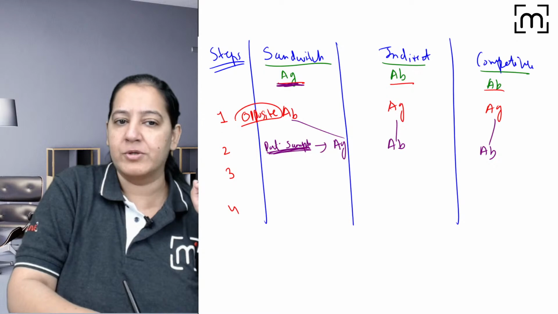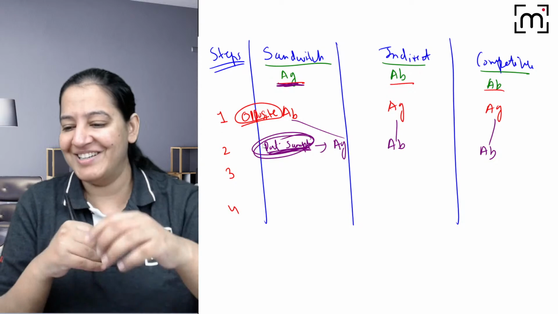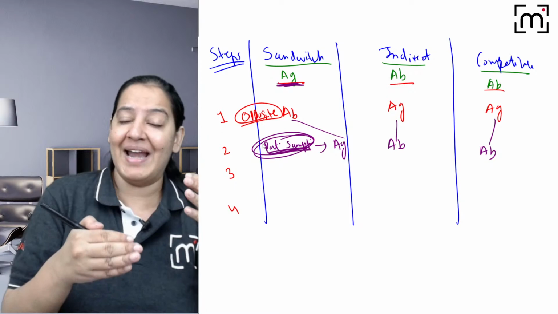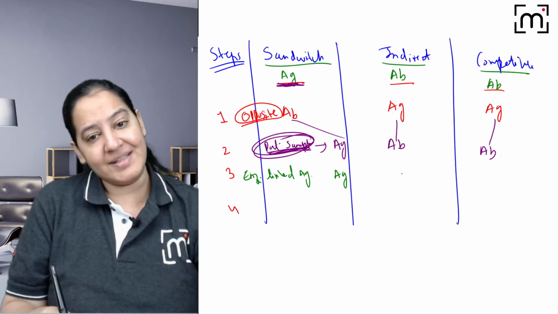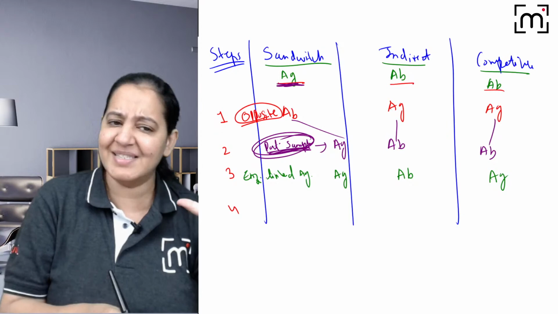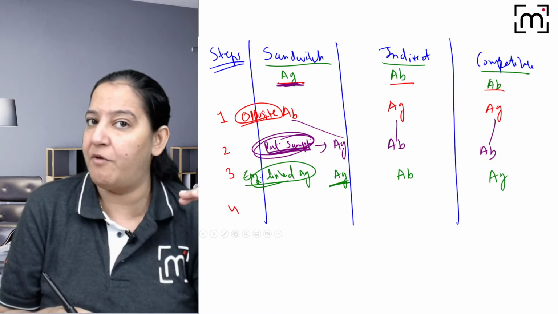Always. What is step 3? Step 3 is an enzyme linked antibody. Actually, it's always enzyme linked antibody. But against what? Enzyme linked antibody against antigen, or enzyme linked antibody against antibody. So which? It is enzyme linked antibody, but against what? So here we take against antigen, so a sandwich is formed, right? Here we take against antibody, and here we take against antigen. I guess you got what I mean.